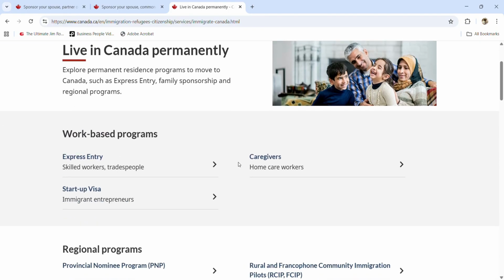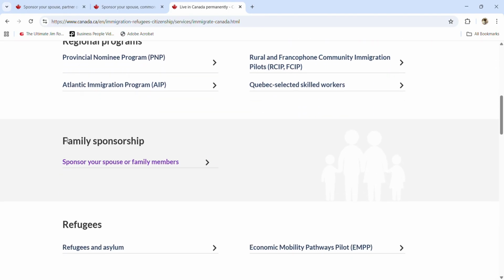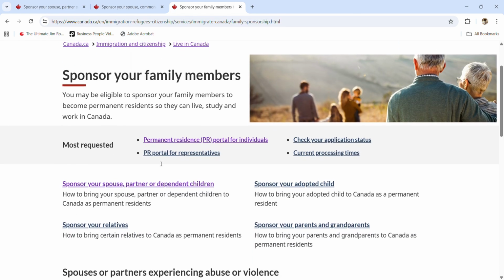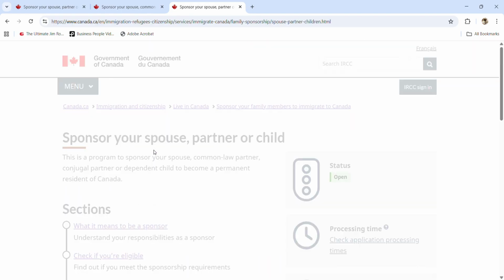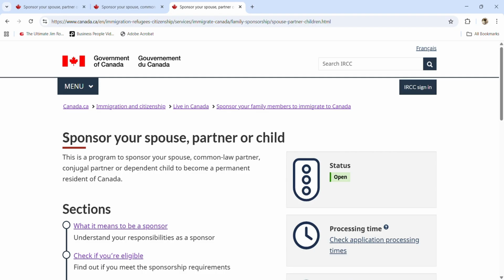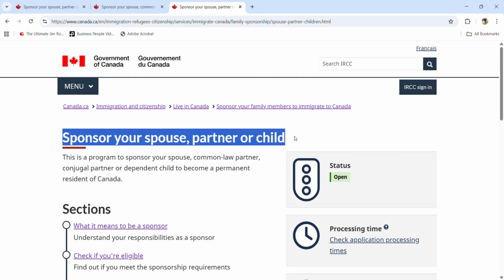And then after that, you select Family sponsorship. And then you select Sponsor your spouse, partner, or dependent children. So here you go. That is Sponsor your spouse, partner, or child.